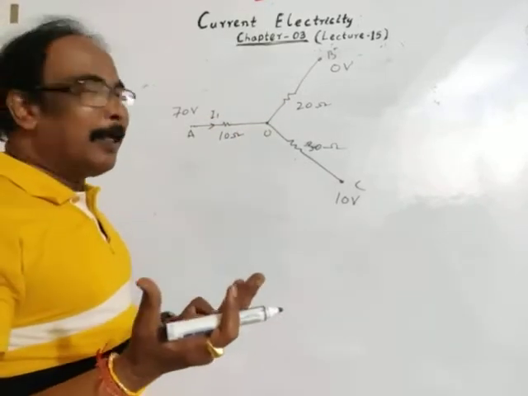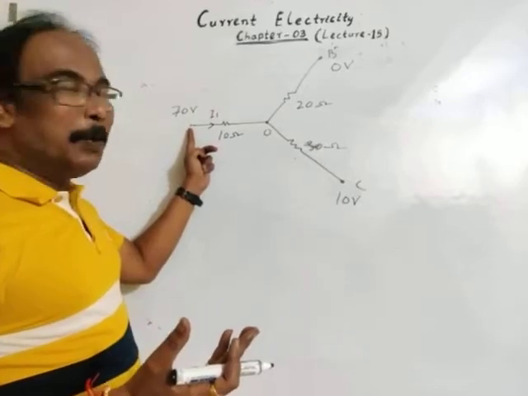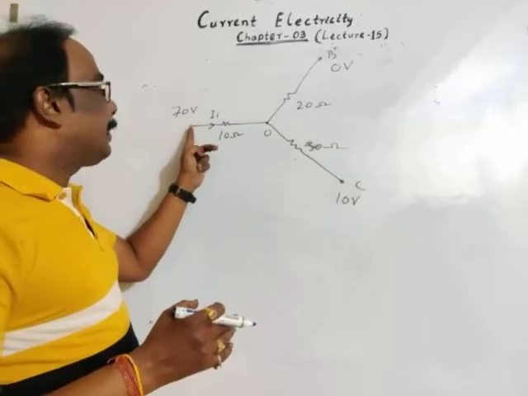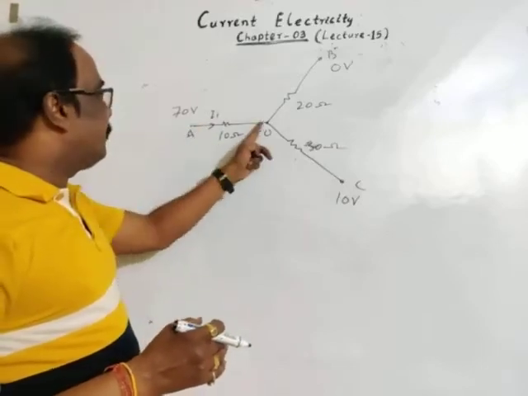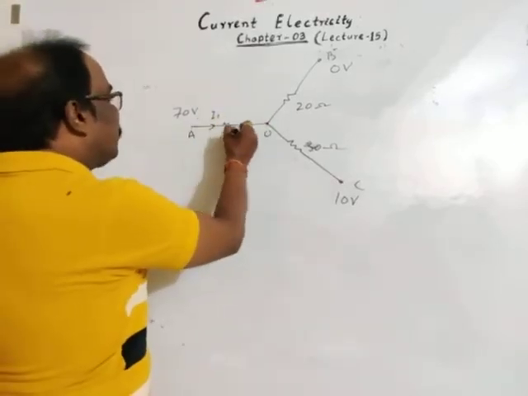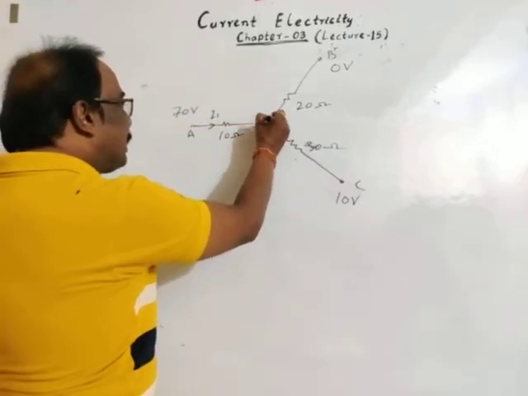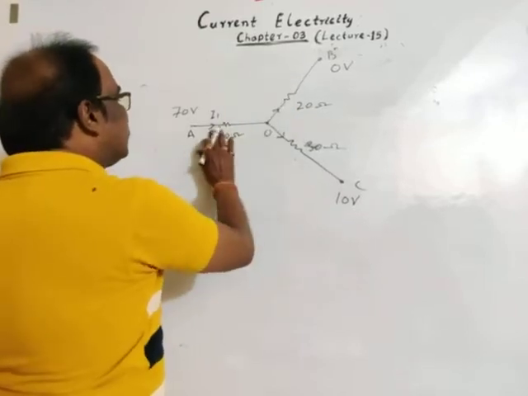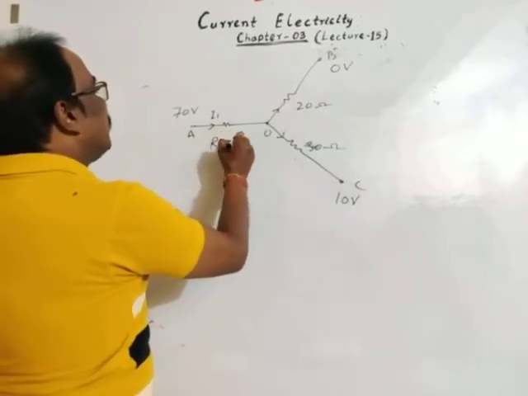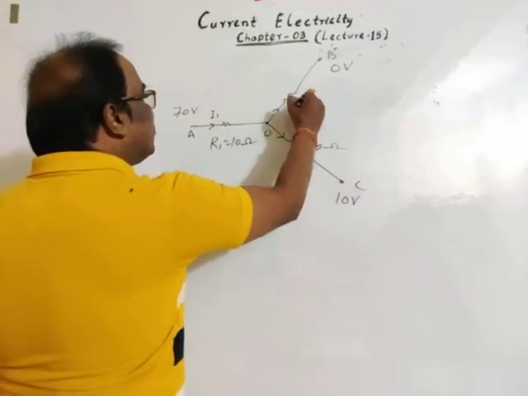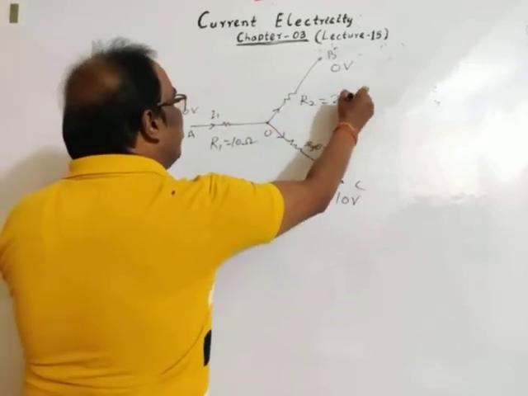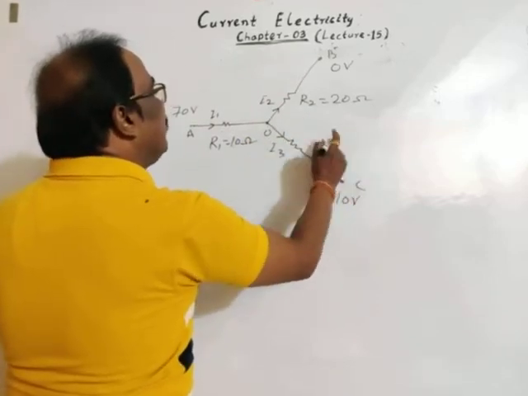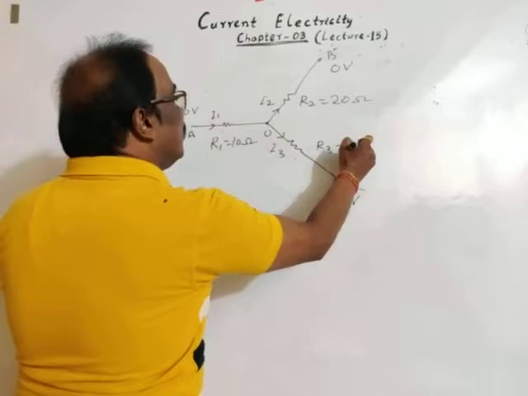Conventional current flows from high potential to low potential, and 70 volt is the highest potential. Of course, we may take current from 70 volt. When I1 current we have taken from 70 volt reaches the junction, then it is divided into two branches. Let this resistance 10 ohm be R1. Let this resistance be R2, 20 ohm. Let this current be I2, and accordingly this current is I3. Let this resistance be R3, 30.